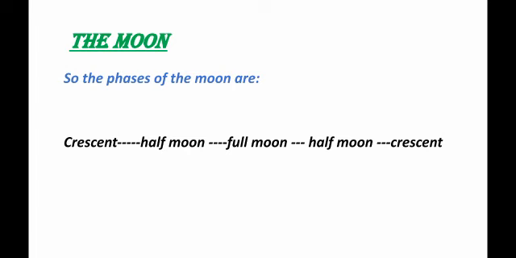So we have learned in this video that the moon is a dark body that rotates around the earth, and it reflects the light of the sun, the sunlight, and it seems to us that it's changing its shape, but in fact it doesn't change its shape. We can only see the part of the moon that is lit by the light of the sun, or the sunlight. And the phases of the moon are crescent, half moon, full moon, again half moon, crescent again.